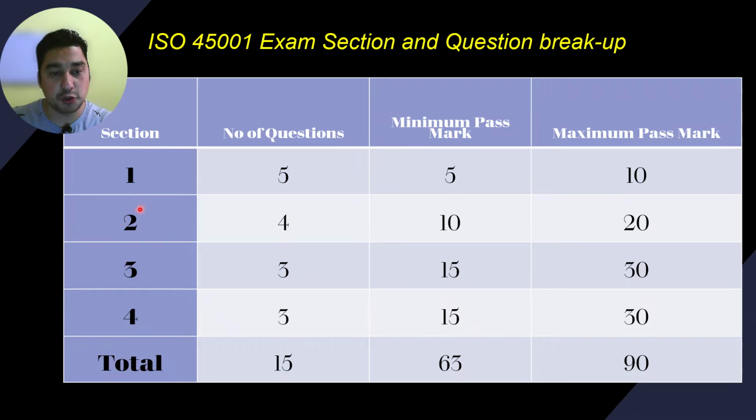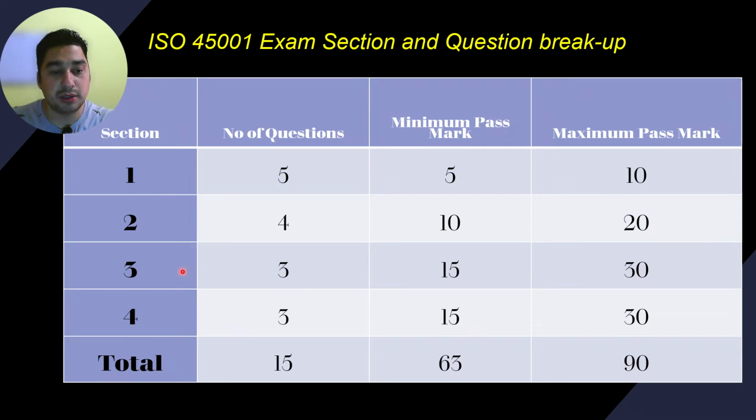Then we have section 2. In this section 2 you have 4 questions. To pass this section, you have to get at least 10 marks, and maximum marks are 20. So you can see here, each question is 5 marks. So you have to get at least 10 marks to pass this section.